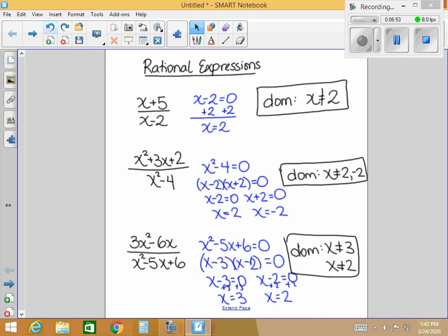But if I'm asked to find the domain, and this is just one of many situations where it's easier to eliminate values from our list instead of making a list of all the things that we can use, because the number 2 is the only number we cannot use in the top problem. Anything else is fair game.